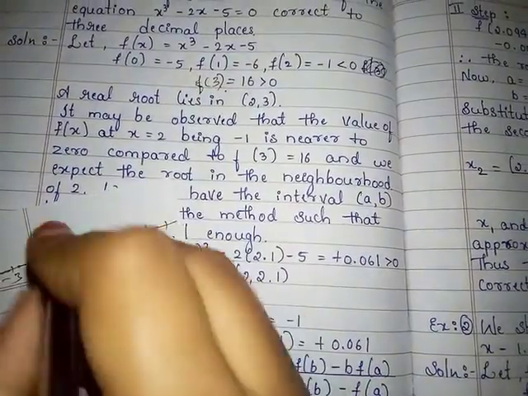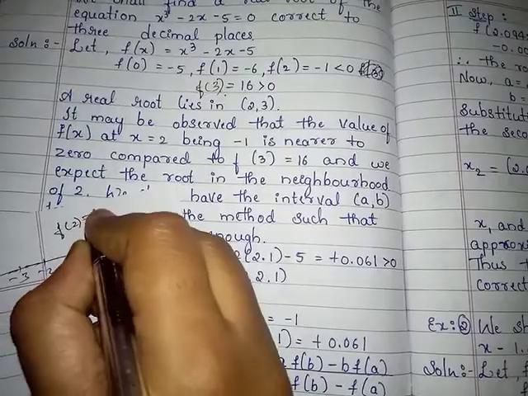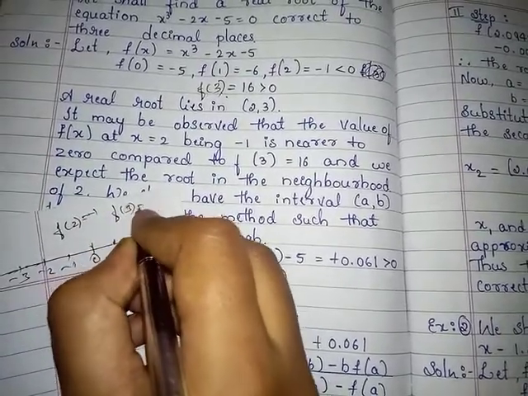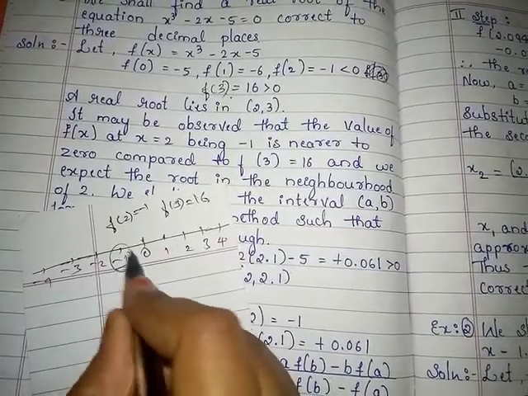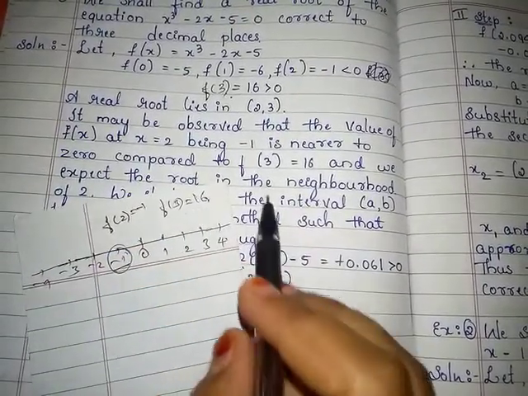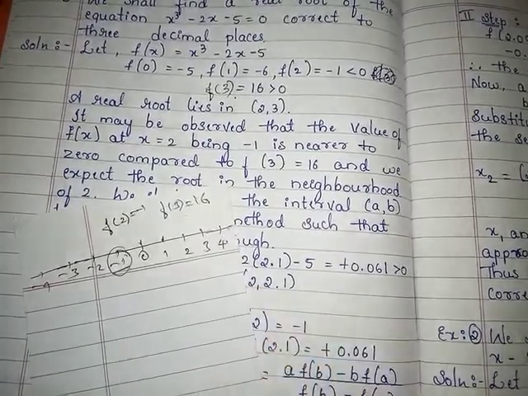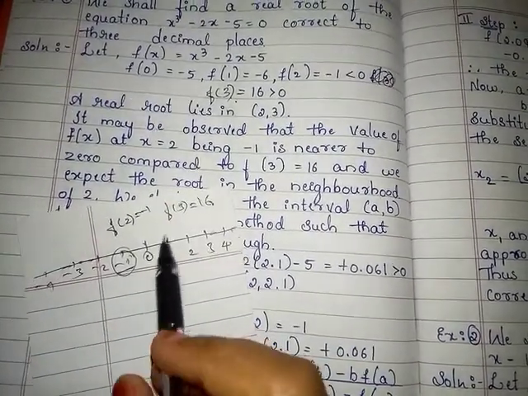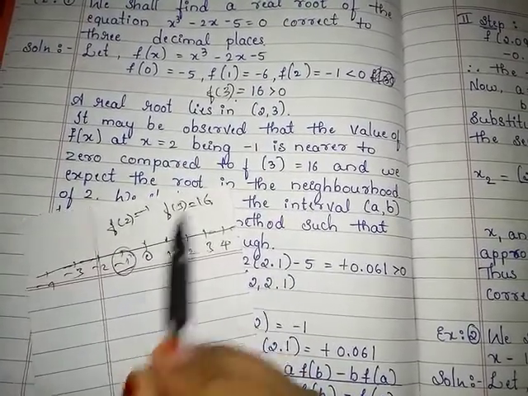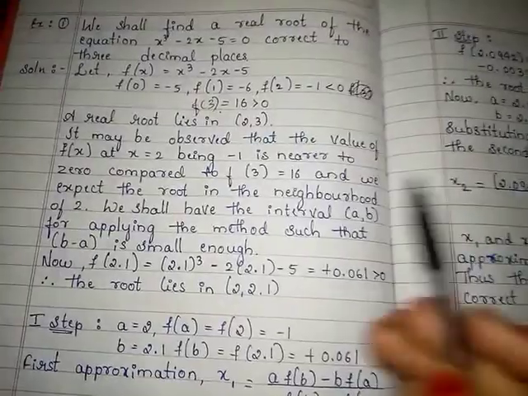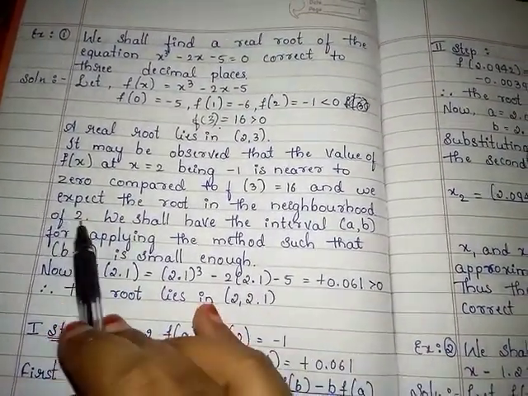f(2) is equal to -1, f(3) is equal to 16. This is the value of f(2) = -1. f(3) = 16 is here somewhere. See here, f(2) is nearer to 0 as compared to 16. So we accept the root in the neighborhood of 2.